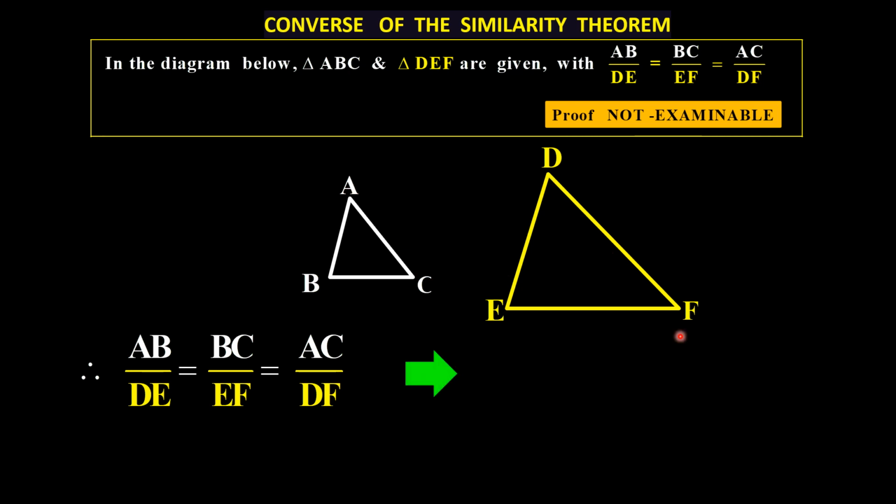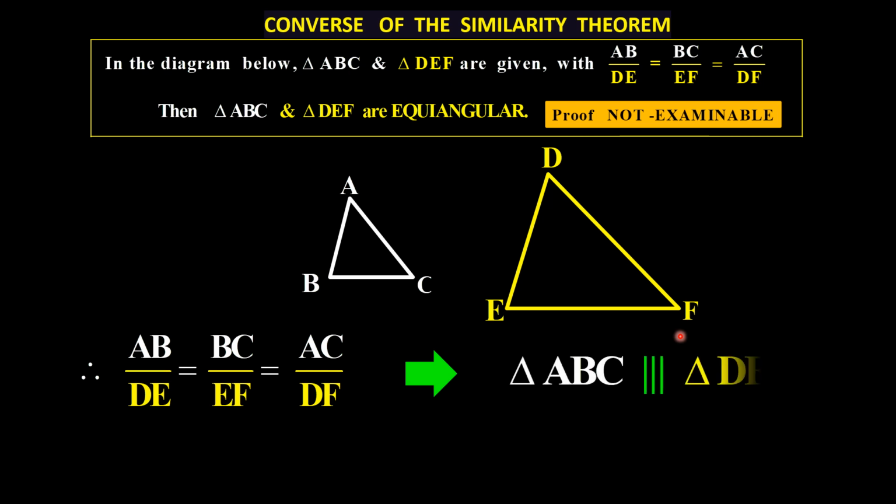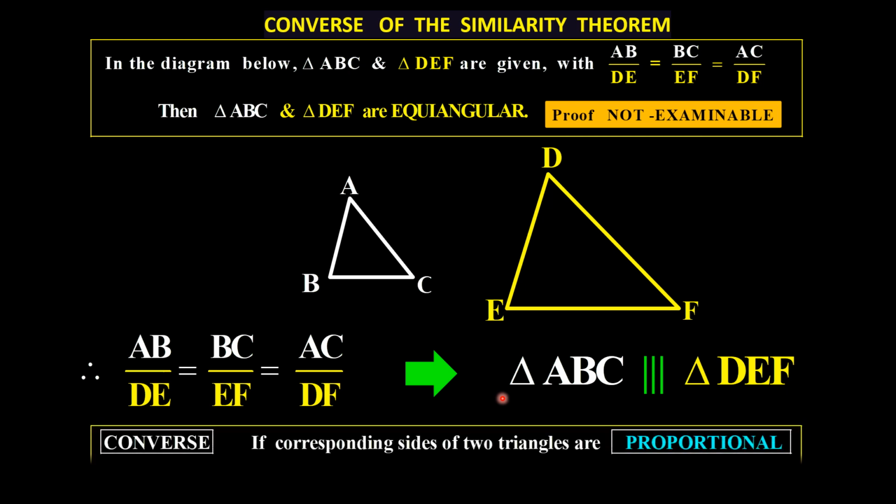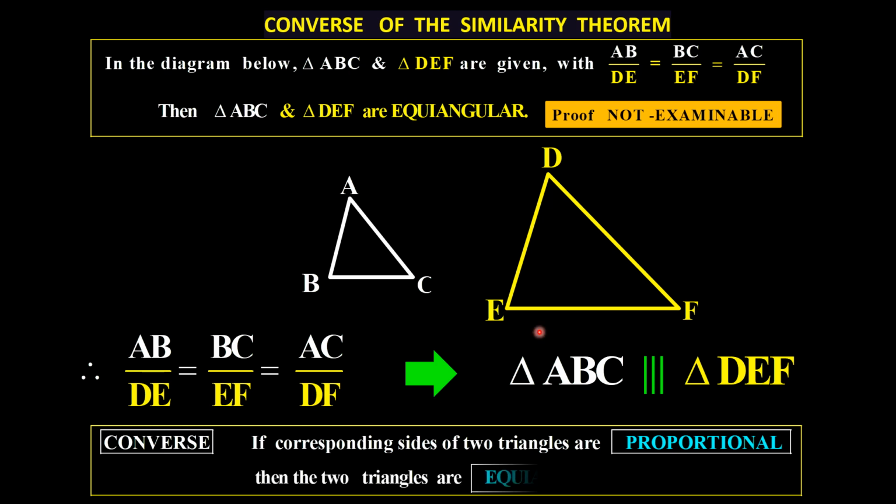Now, if we have that, that would imply that the two triangles are equiangular. Okay? In other words, triangle ABC will then be similar to triangle DEF. Let's look at the formal statement of the converse theorem. If corresponding sides of two triangles are proportional, in other words, we have this, then the two triangles are equiangular.